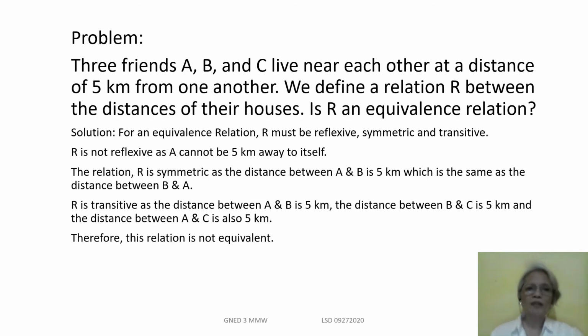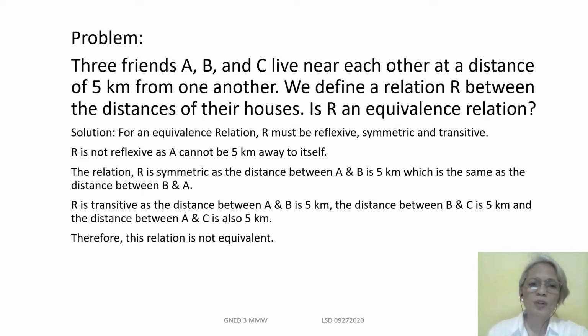Suppose we have this problem. There are three friends, A, B, and C, living near each other at a distance of 5 kilometers from each other. We define a relation R between the distances of these houses. Now, is R an equivalence relation? How do we determine if R is an equivalence relation? We check if R is reflexive, symmetric, and transitive.